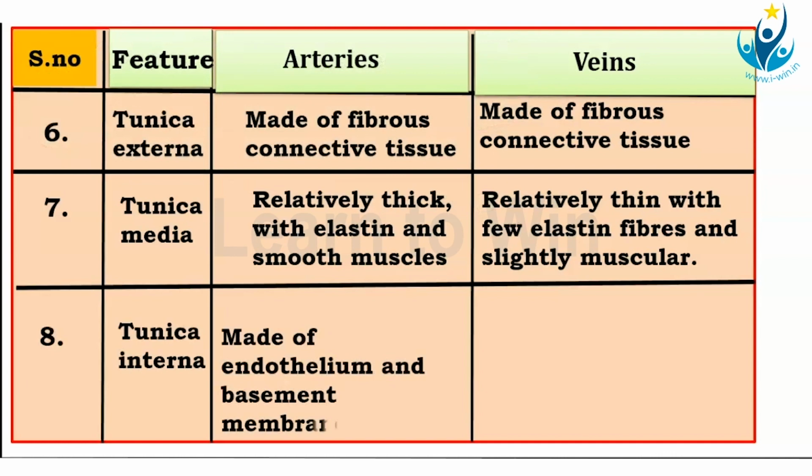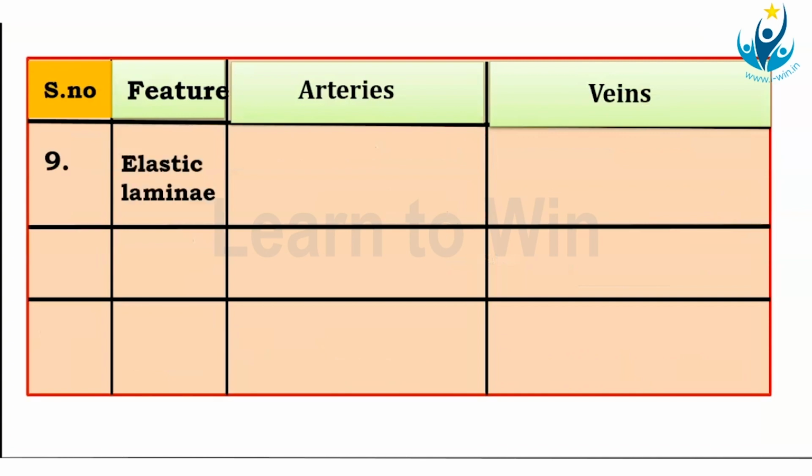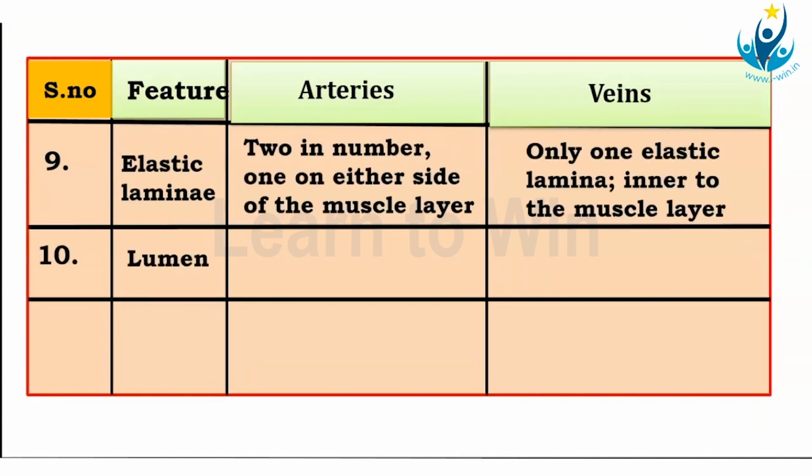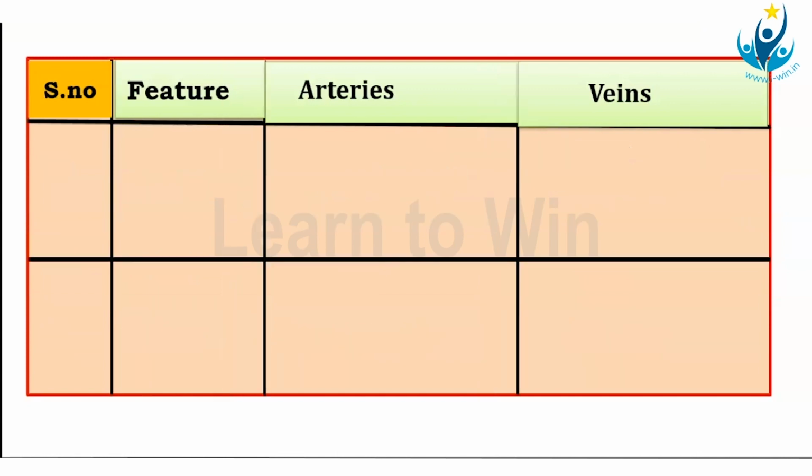The tunica media. Then tunica interna, made up of endothelium membrane and basement membrane, and it is the same. Now, elastic membranes: arteries have two elastic membranes, one internal and one external, whereas veins have only an internal elastic membrane. The arteries have a narrow lumen, whereas veins have a wider lumen. The arteries are non-valvular, whereas veins are valvular.